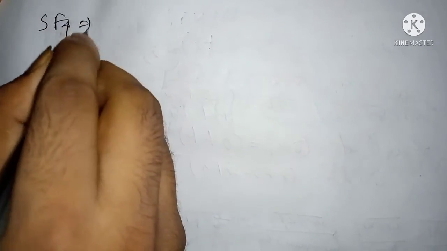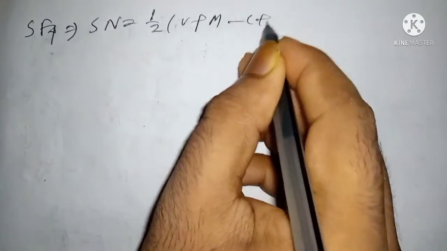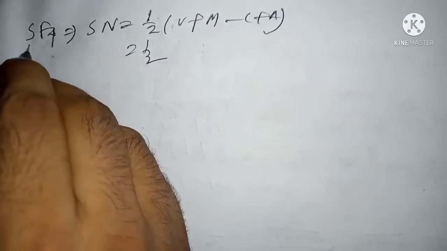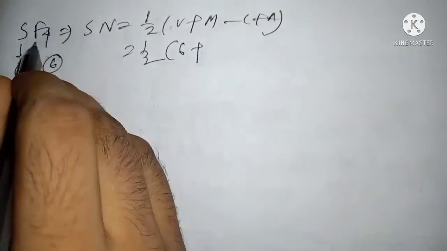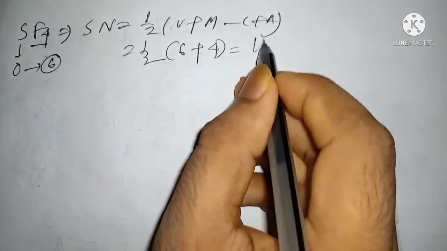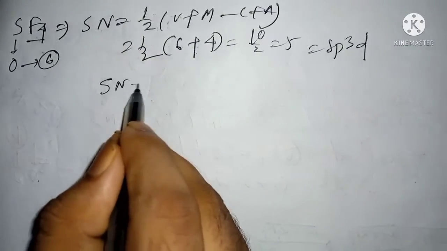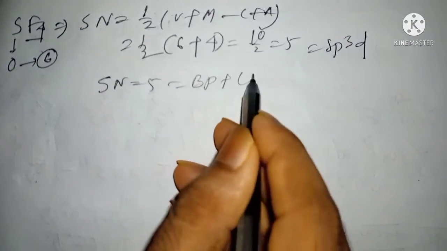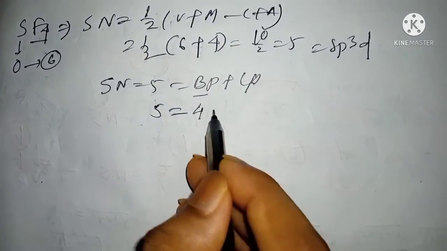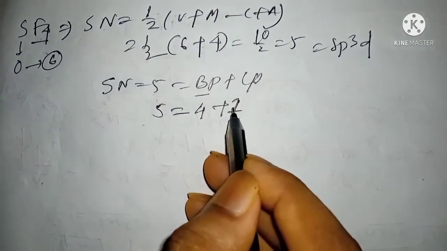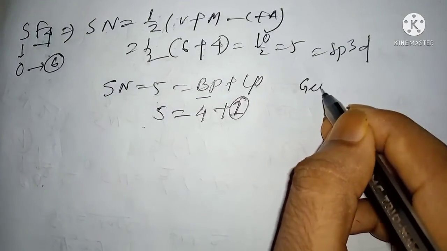SF4: steric number equals half into V plus M minus C plus A. Sulfur is in the oxygen family, so valence electrons 6, and monovalent, there are 4 monovalent atoms, so 4, equals 10 by 2 equals 5, meaning sp3d hybridization. So steric number 5 equals bond pair plus lone pair, the number of side atoms is 4, so 4 bond pairs and 1 lone pair, because 4 plus 1 equals 5. And the geometry is TBP.